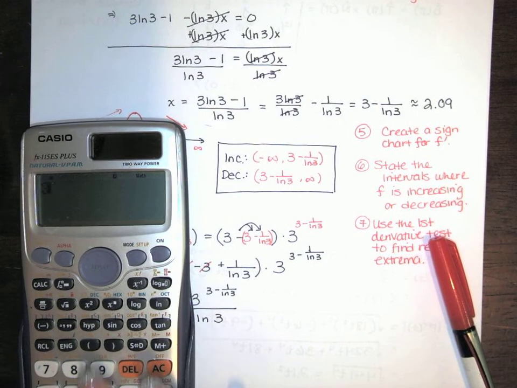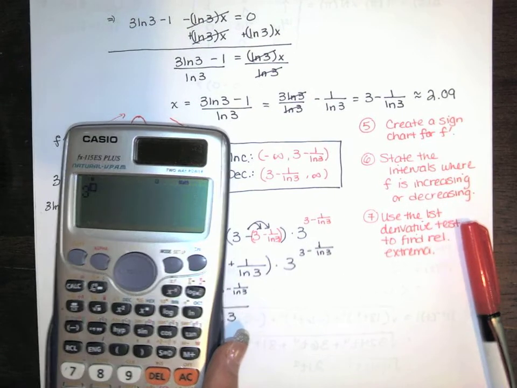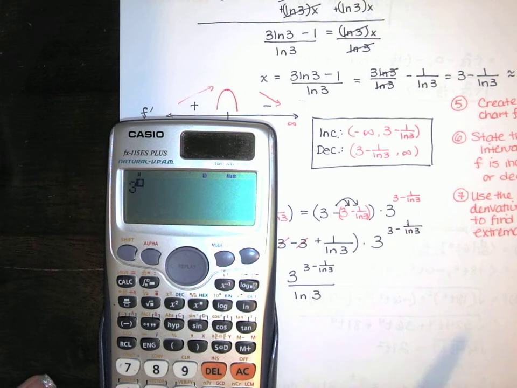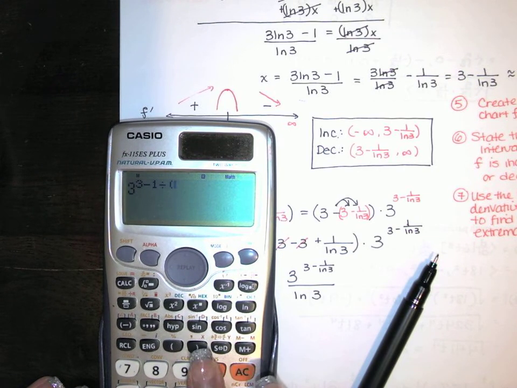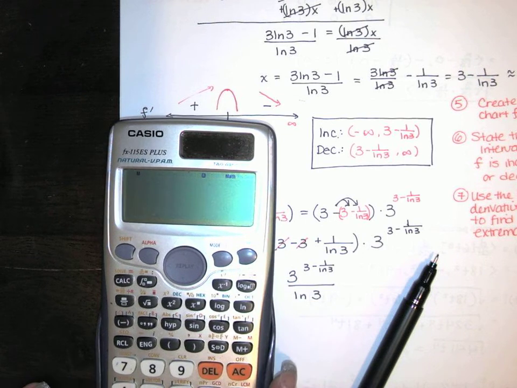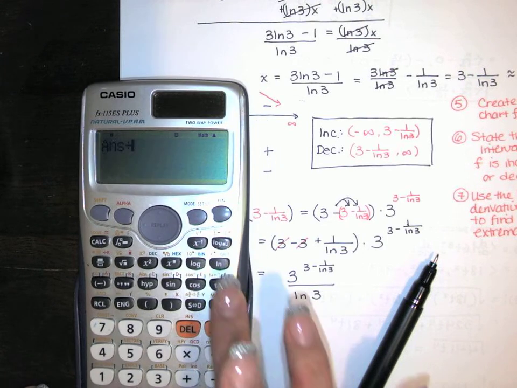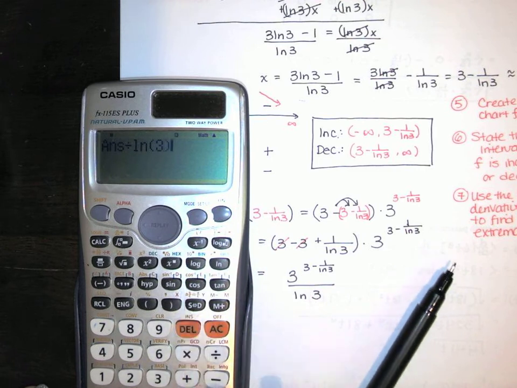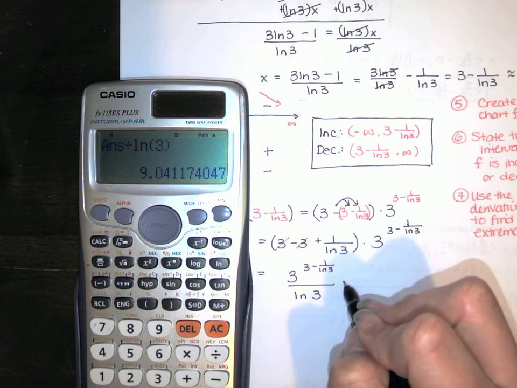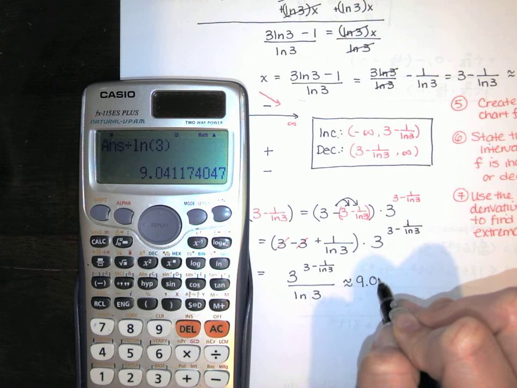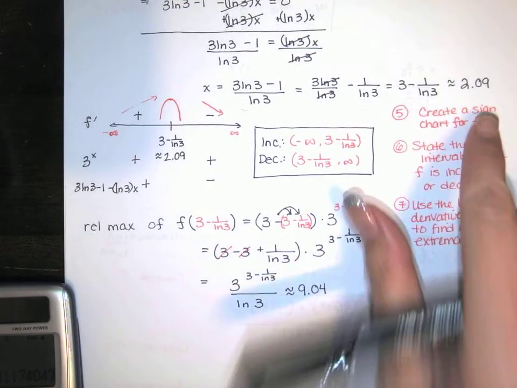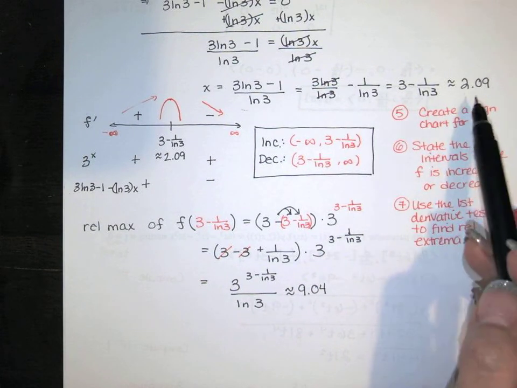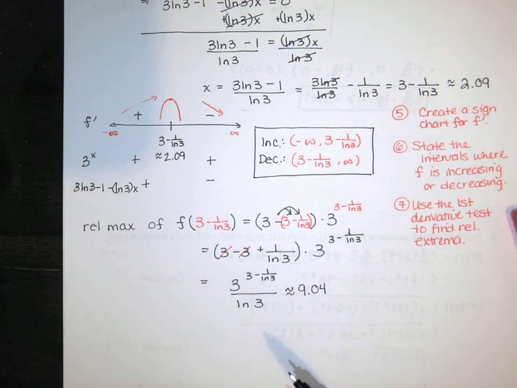So I have 3 raised to this power, and the power is 3 minus 1 divided by natural log of 3. That's my numerator, and we're dividing all of that by natural log of 3. That's the denominator. So we get about 9.04 when the x value is this. So the point on the graph is about 2.09 and 9.04.